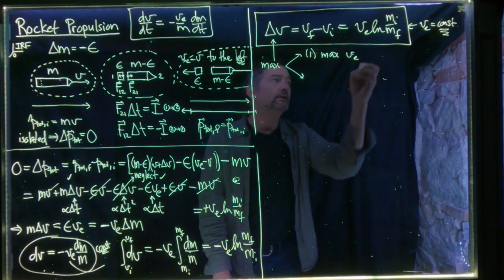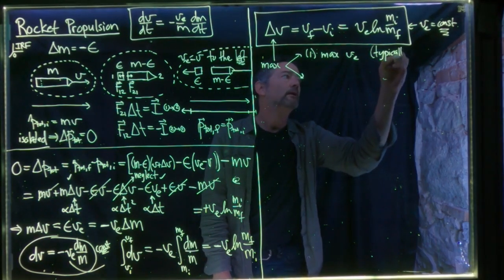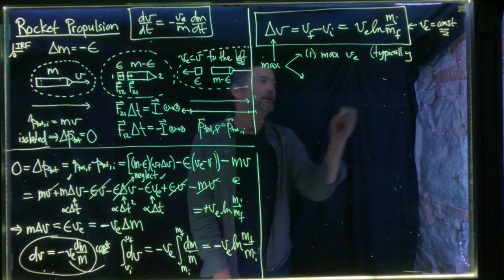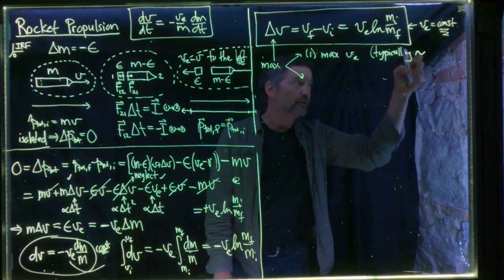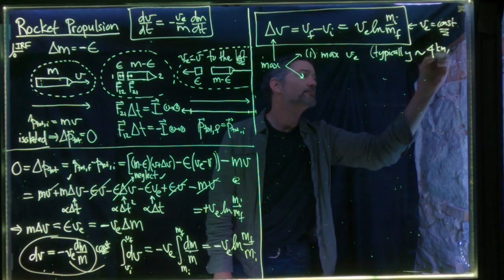So typically with chemical rockets, the maximum that you can get is something on the order of magnitude of about 4 kilometers per second.